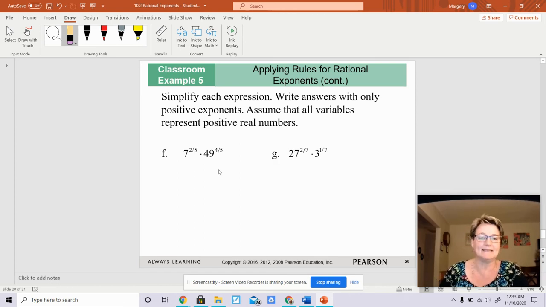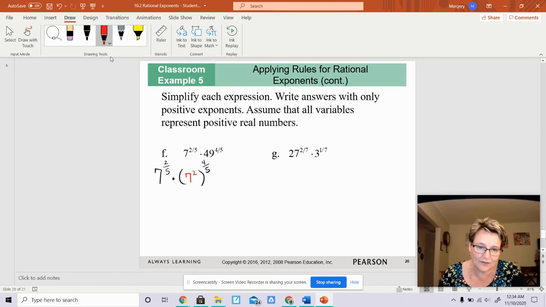Usually when you multiply powers, you add the exponents. But in this case, the bases are not the same. However, you can make them the same if you work for it. So we have 7 to the 2/5 times 49 to the 4/5. You and I both know that 7 squared is really 49. So that is 49 to the 4/5. All I did was simplify it.